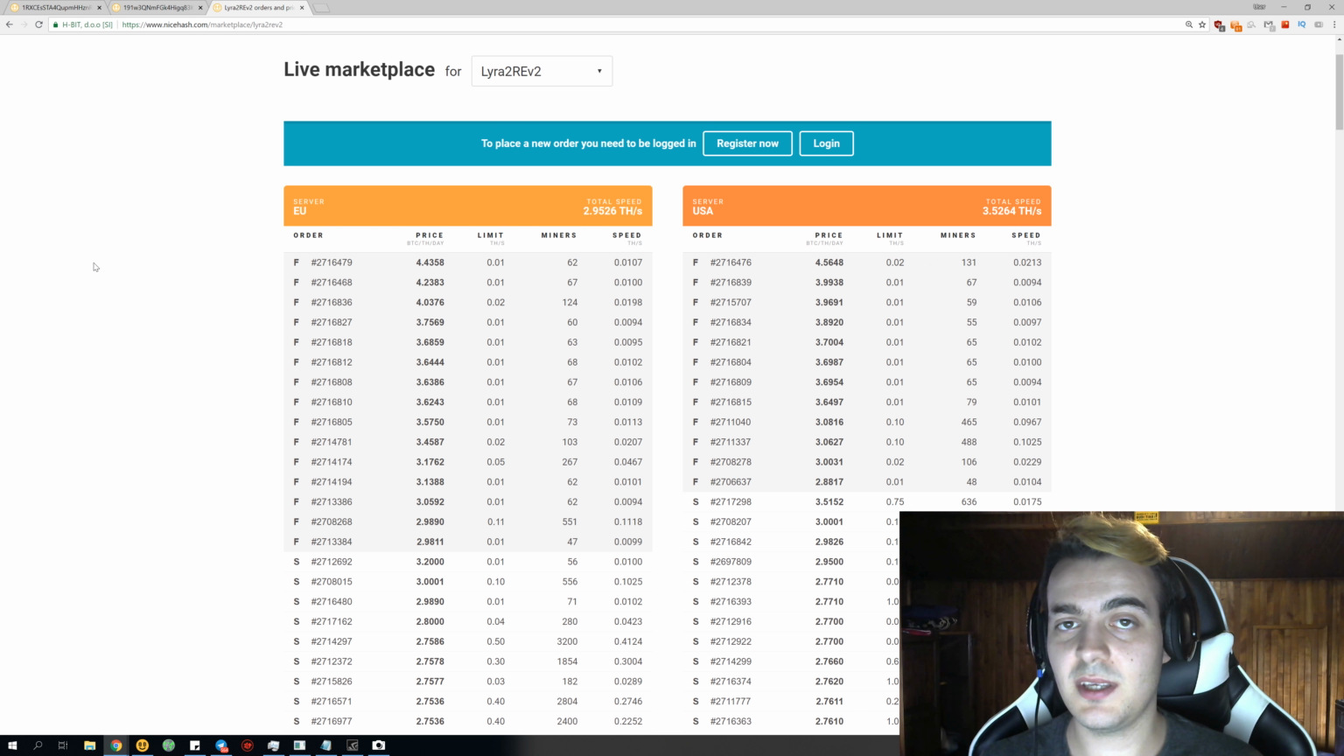But sometimes you can see that all of your rigs just immediately switch to Lyra2REv2, and sometimes the price jumps over here from 4.4 to maybe like 10 Bitcoin per terahash per day. So there is a huge demand for Lyra2REv2, and why is that happening?